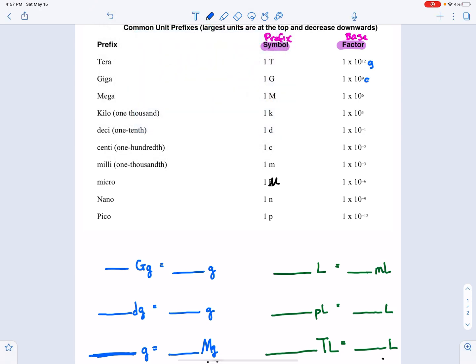But if you go ahead and look over on the right, I've got liters over there. You can use this chart for liters. You can use it for joules. You can use it for most any unit you can think of. So that's what makes it really helpful. But I'm doing the first column with grams.